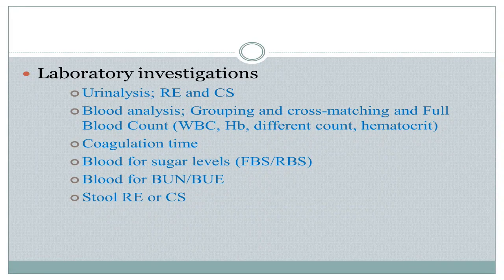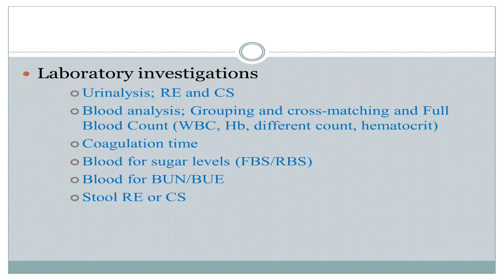Blood analysis, so grouping and cross-matching and full blood count, that is white blood cell, HB, differential count, and hematocrit level. We look at the hematocrit level to see how adequate the individual's hemoglobin is in their blood. So we look at all these counts to be able to see. Men have about 47% hematocrit level in them. So all these things are supposed to be checked in their various percentages to see if the individual is fit enough to go through the surgery successfully.